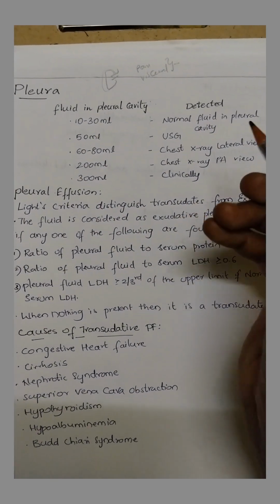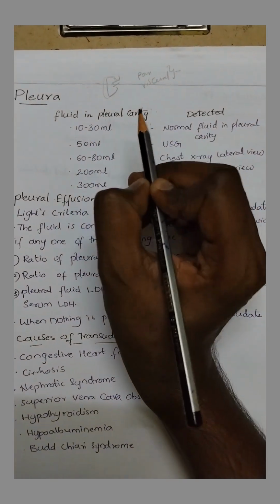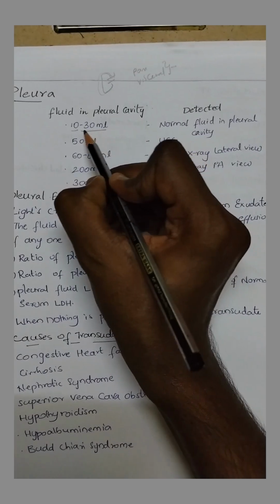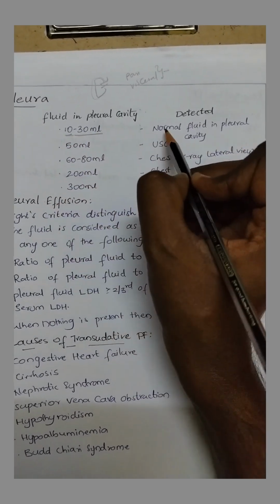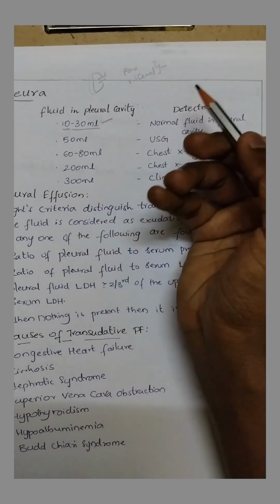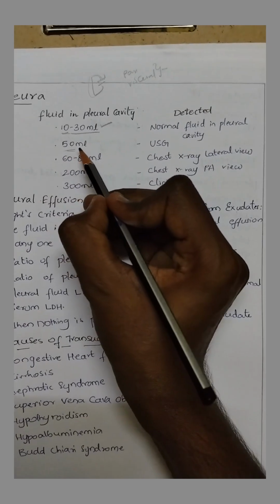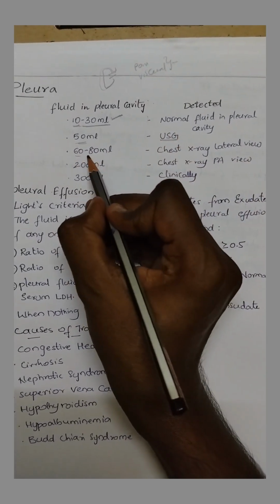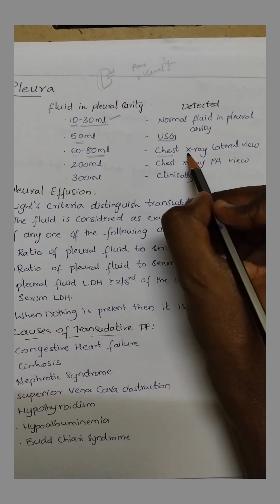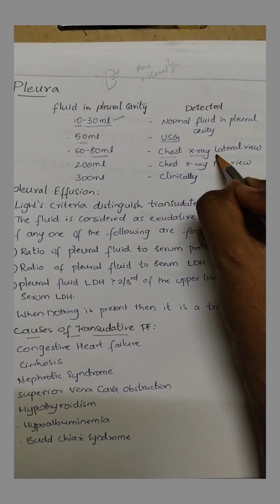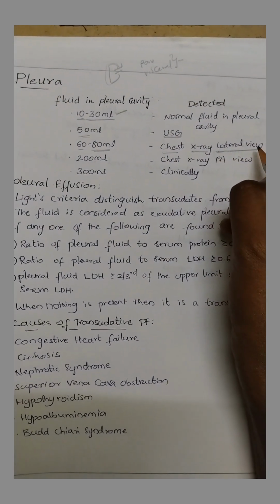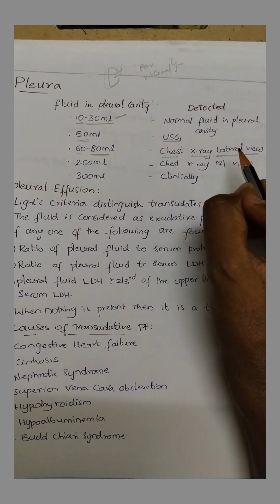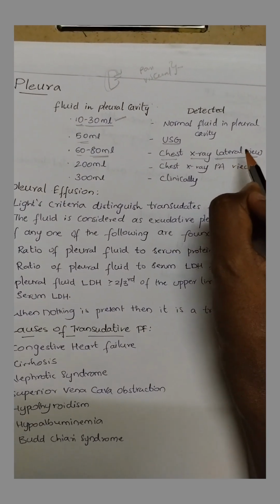Normally the amount of fluid which is present in the pleural cavity is around 10 to 30 ml. When it is about 50 ml, then we can diagnose it by ultrasound. When it is about 60 to 80 ml, then we can diagnose it by chest X-ray. And chest X-ray, which view? The lateral view. So 60 to 80 ml can be diagnosed with chest X-ray lateral view.